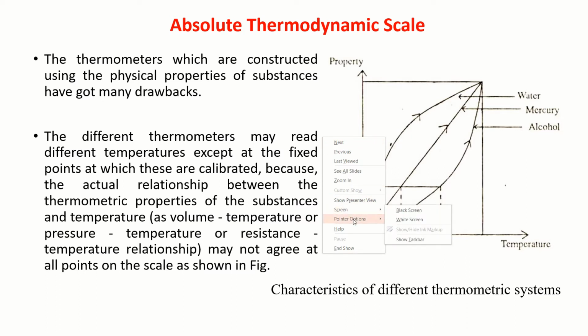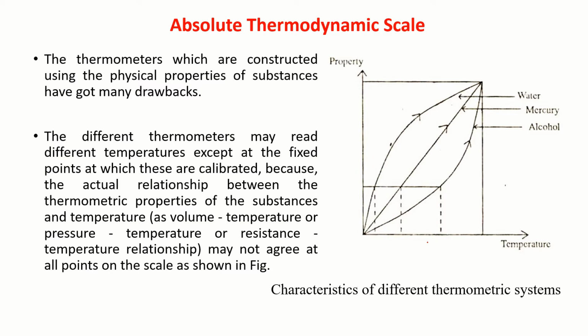Suppose I want to measure a temperature, let us say something like 35 degrees Celsius. This is the 35 degree. If I draw a vertical line, this is the thermometric length for the water thermometer. This is the thermometric length for the mercury thermometer. This is the thermometric length for alcohol. They are not showing the same thing, right?